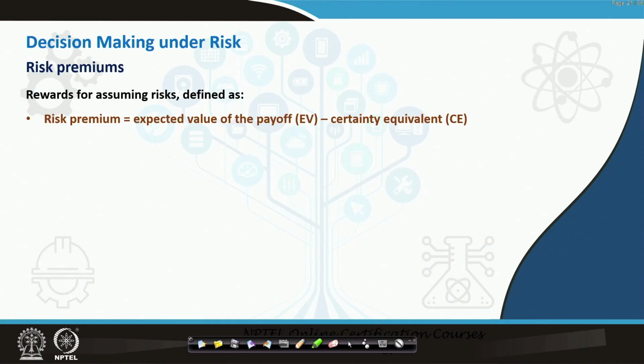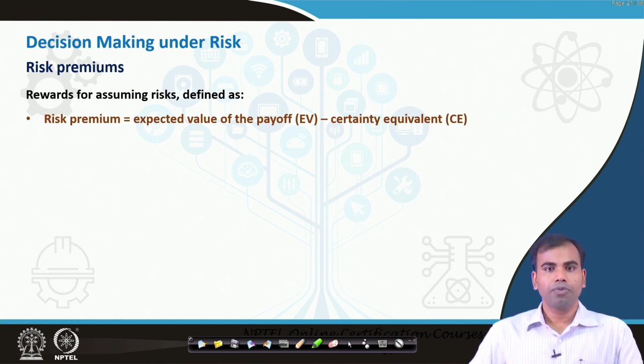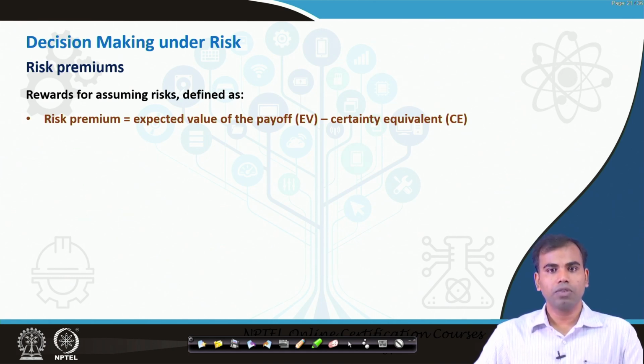Let me try to show this with the help of the example where we stopped in a certainty equivalent case. What we were trying to say here is, if we have some risky choices and we can find the certainty equivalent associated with those risky choices, the extra return or extra payoff or extra benefit that we are going to get because of taking the additional risk will be known as risk premium.